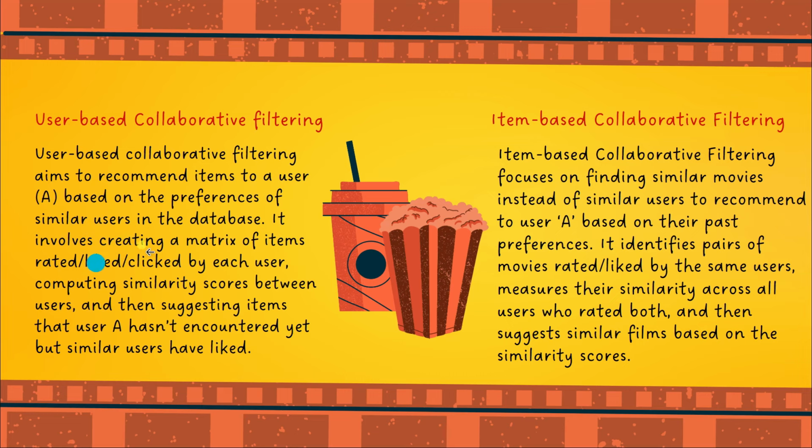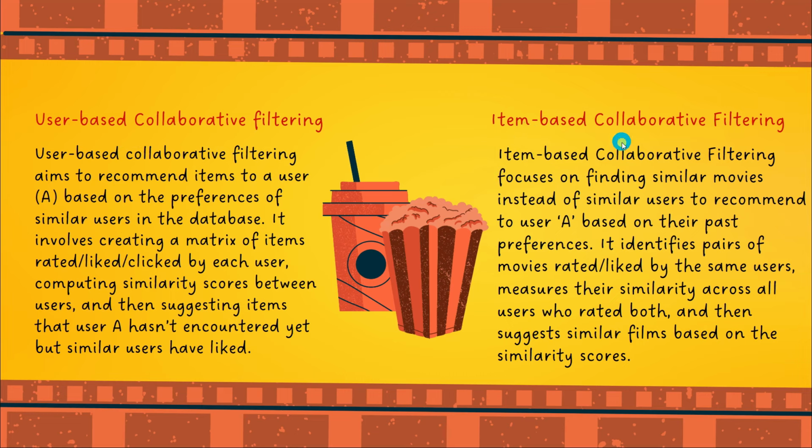Based on that, it computes the similarity score between the users. You can also use cosine similarity here. Then it suggests the items that user A has not encountered yet but similar users have liked. So based on the rating, the likes, and the clicks, it gives you recommendations. That's what is called user-based collaborative filtering. Now, this is the one we're going to build.